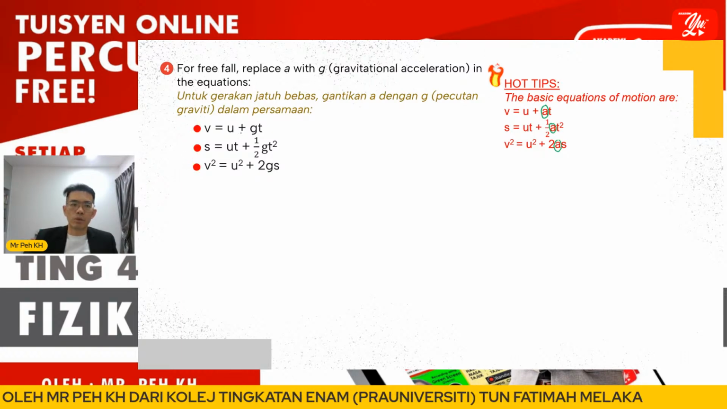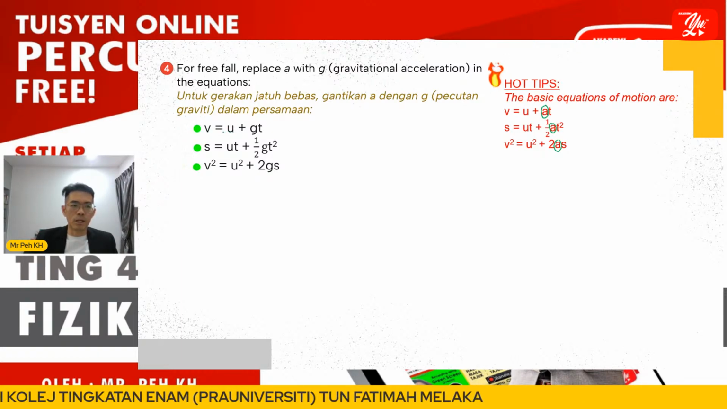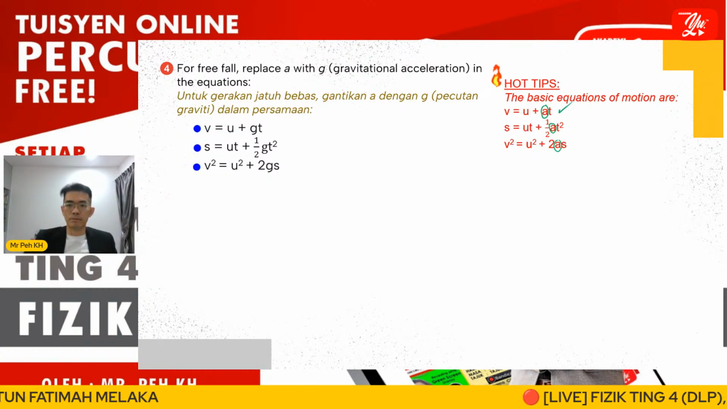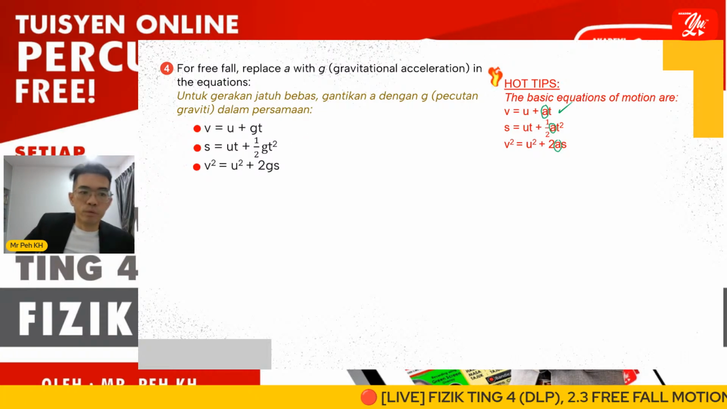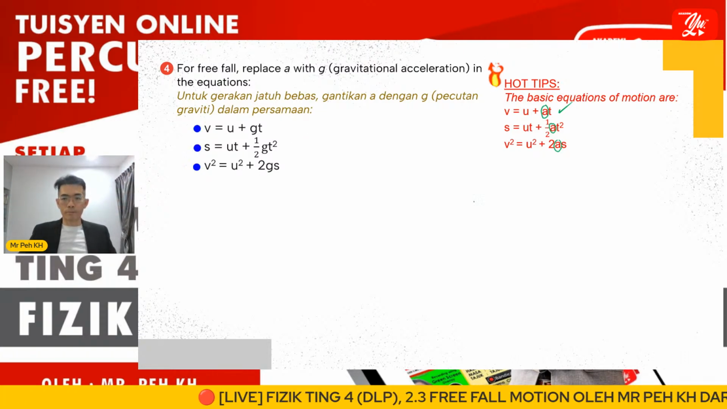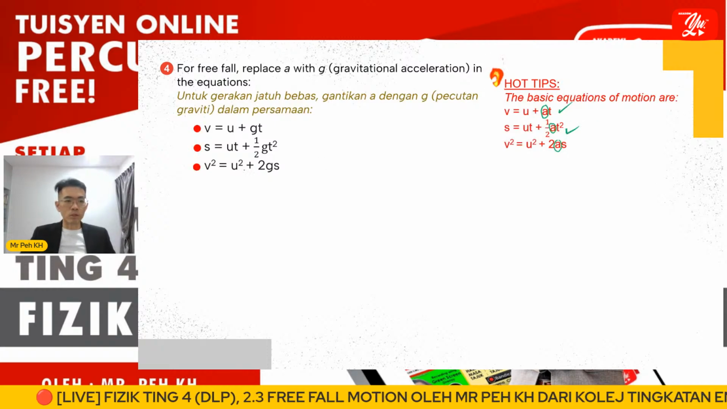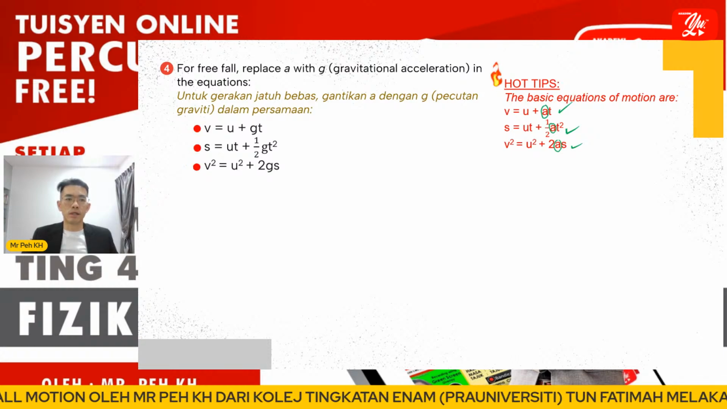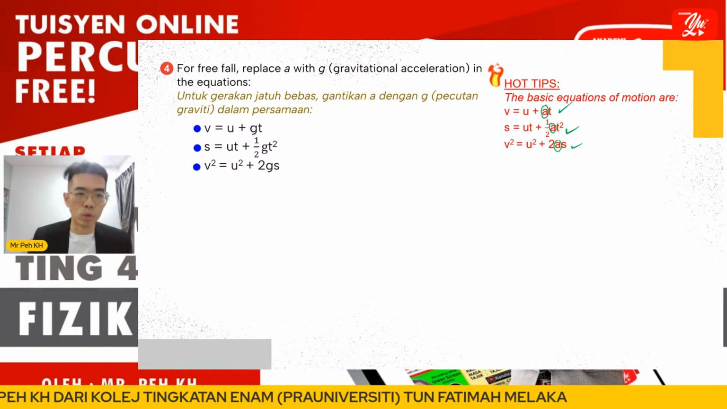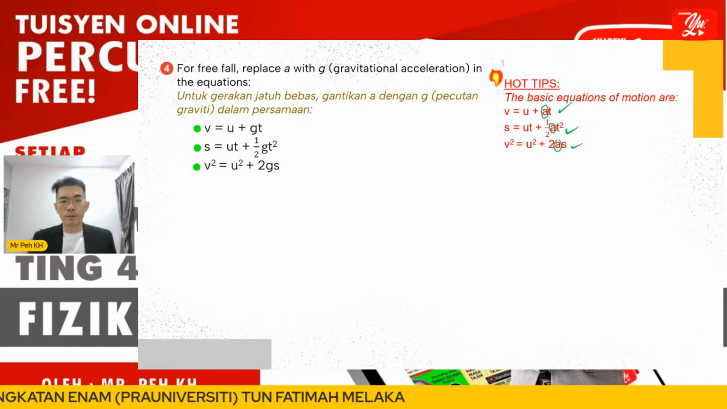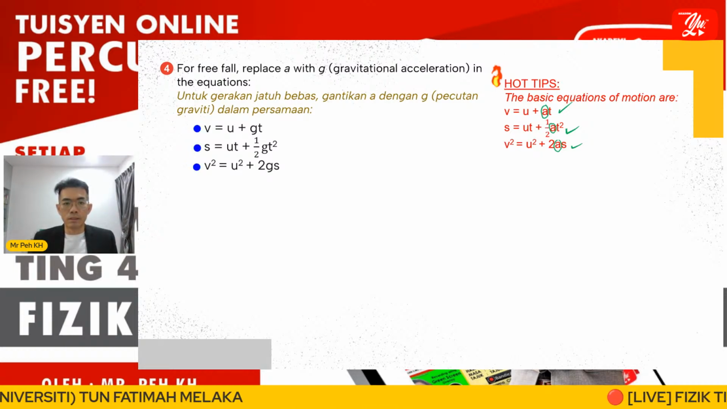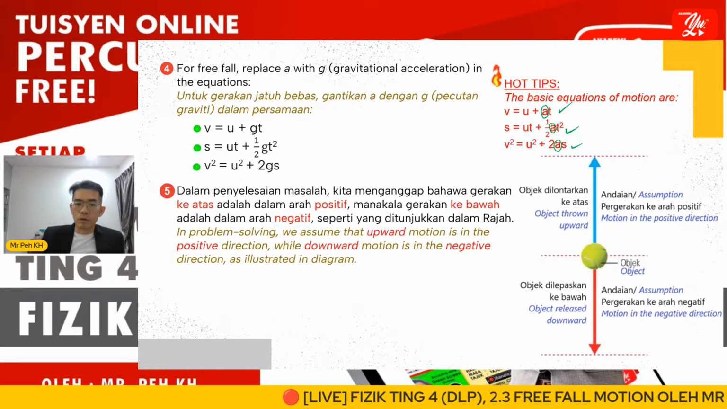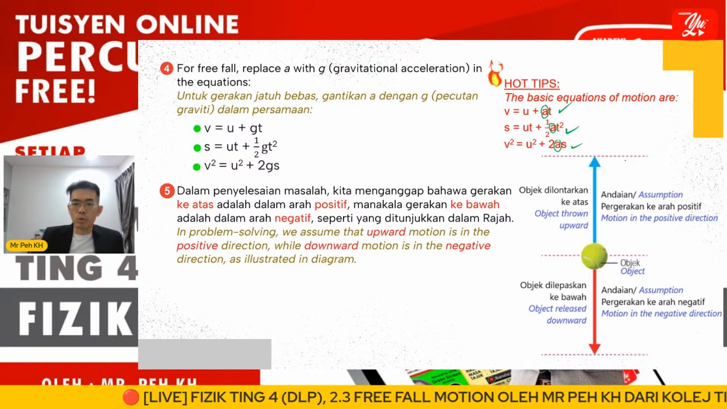Okay, so the equations become: v equals u plus gt from here. s equals ut plus 1 over 2 gt squared from this equation. And then v squared equals u squared plus 2gs from this equation. Okay, so these will be the equations I'm going to use for the problem solving in learning standard 3 today.